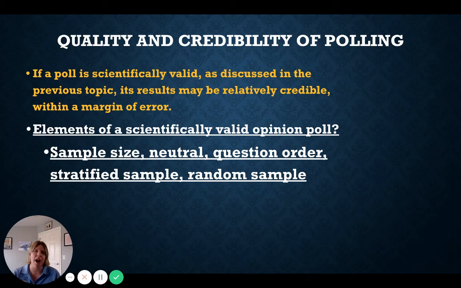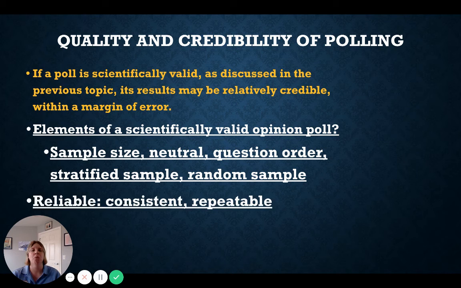You want to make sure you have a stratified sample, which just means representative of your population. So you want your sample to look like the population that you're trying to measure. Also, you want your poll to be random. You want to make sure of random sampling, so everybody has the same chance of being chosen.